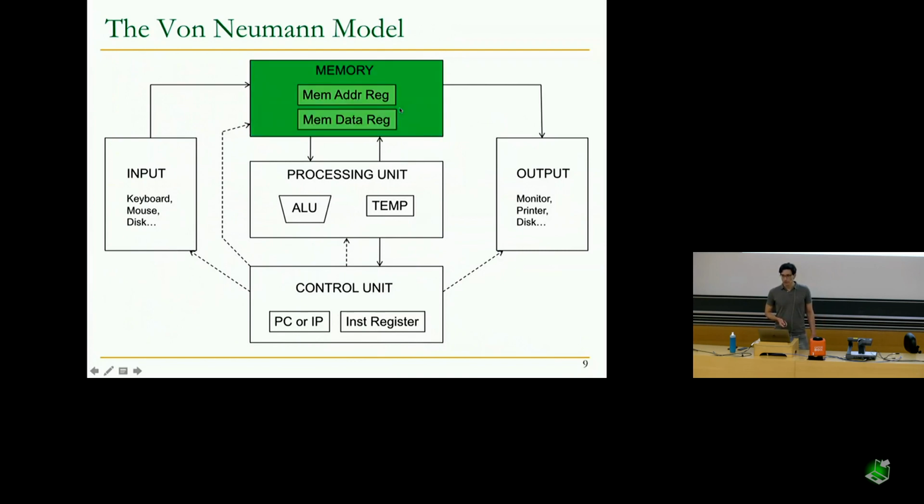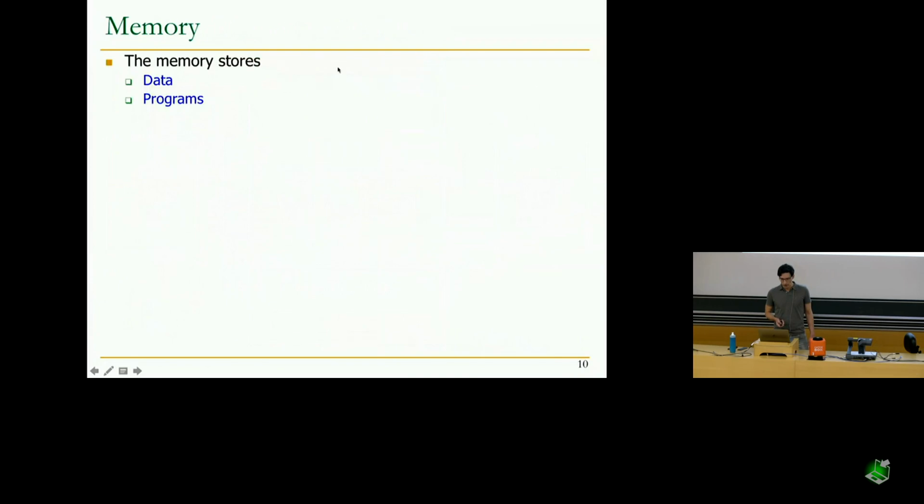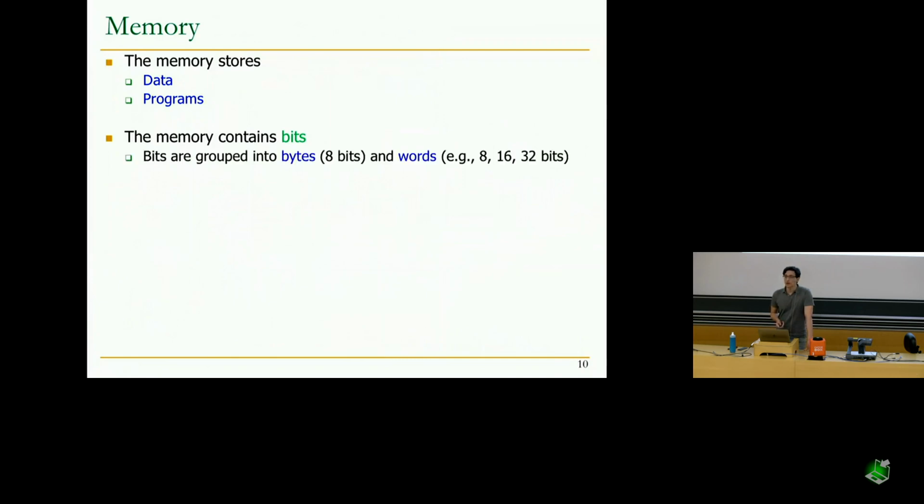So let's start talking about the memory, and about these 2 registers, the memory address register and the memory data register. So why do we need a memory? Because we want to store data and we want to store programs. You already know that a memory contains bits because that's essentially what a computer understands, right? A computer can only process ones or zeros, and we have a way to represent any type of information as ones or zeros. So these bits are grouped into bytes.